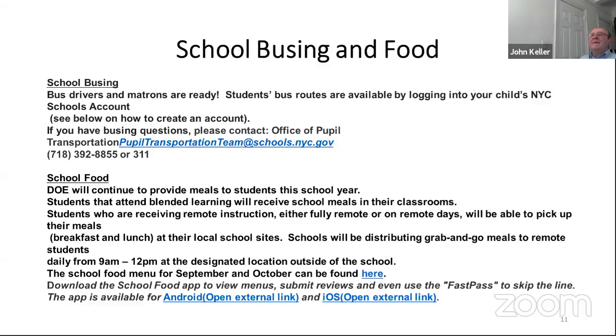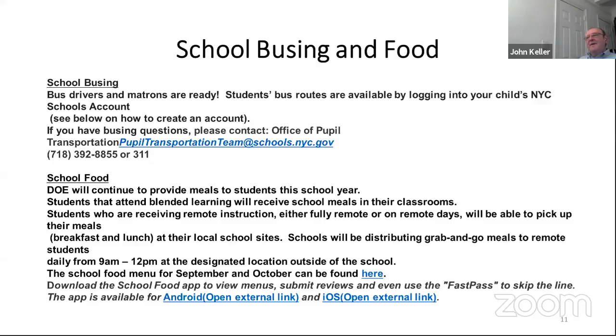And once again, they're going to instruct parents to go into your child's New York City schools account, and I have that on the next page, how someone can open that if they get a copy of this presentation. And there's a direct link here to how you would contact any parent or guardian who is concerned about busing or other transportation related issues. There's a link here and also a phone number that presumably will get answered.